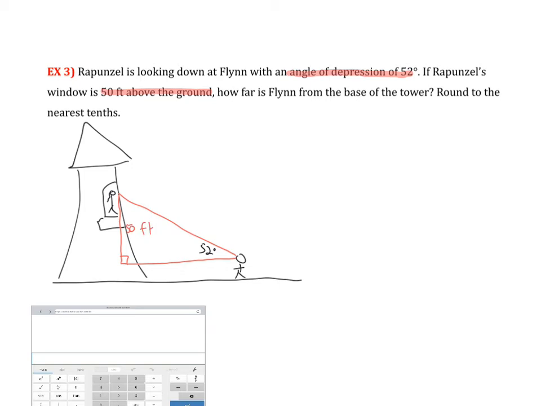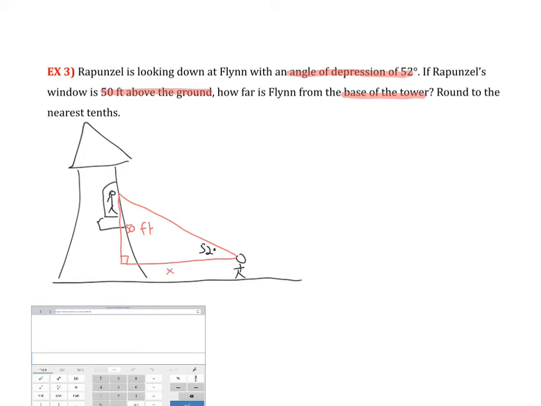Okay. Now, last but not least, the question is asking how far is Flynn from the base of the tower? Now, that word base means the bottom. So it's not going to be the distance between Flynn and Rapunzel. It's going to be the distance between Flynn and the bottom, or the base, of the tower. So the line that represents that distance is actually the horizontal. So let's call that X.